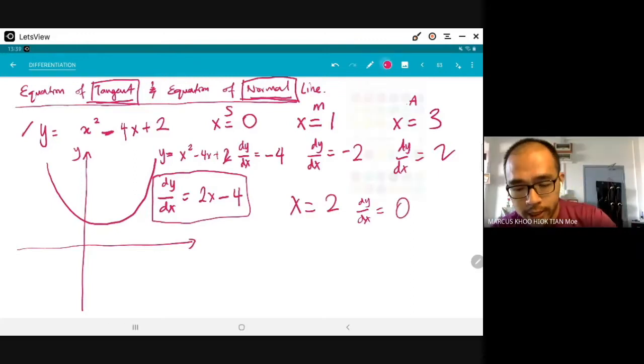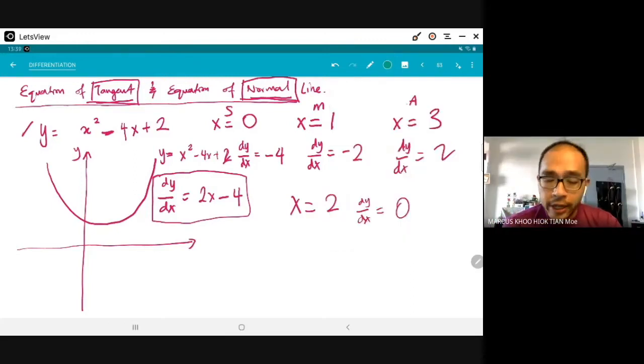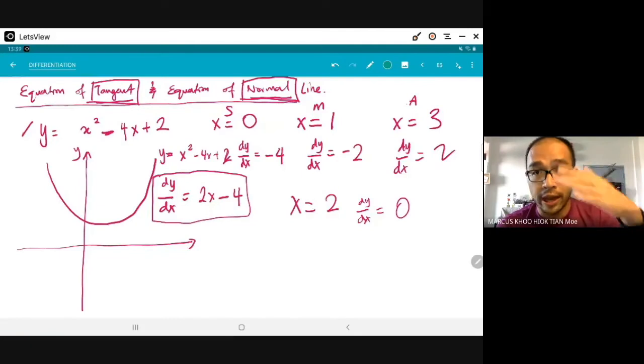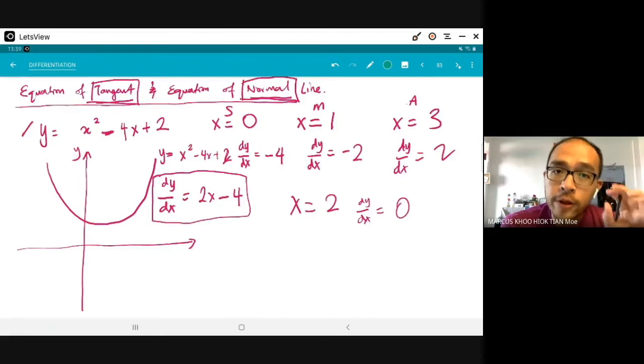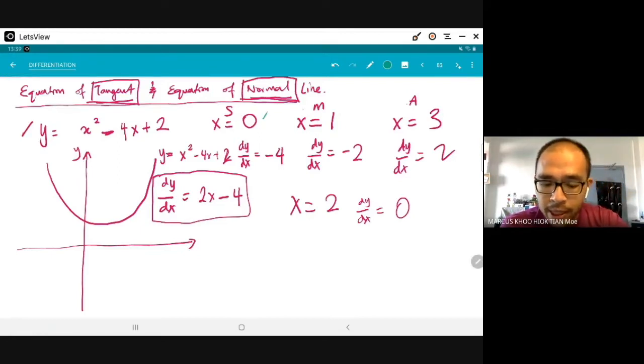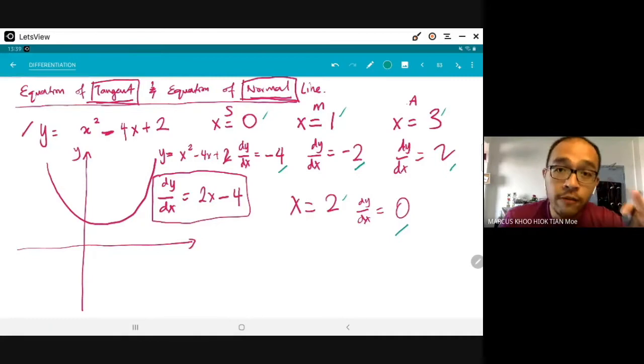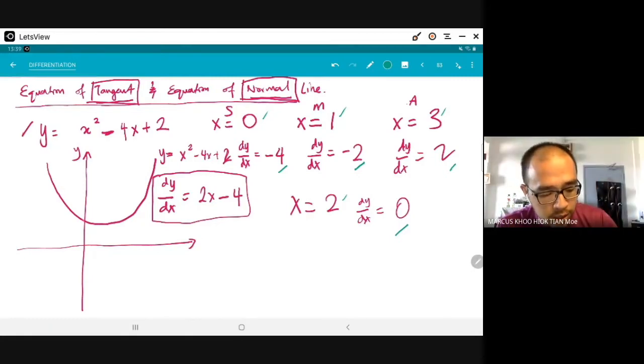Now, I want you to notice that the gradient function is the same function, which is 2x minus 4, which Garrett already correctly differentiated. But we find that for different values of x, the gradient takes a different value. The reason for this is because, let's say x equals 0 is here, this is x equals 1, this is x equals 2, this will be x equals 3, for example.